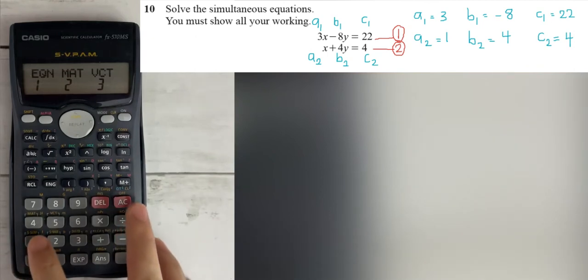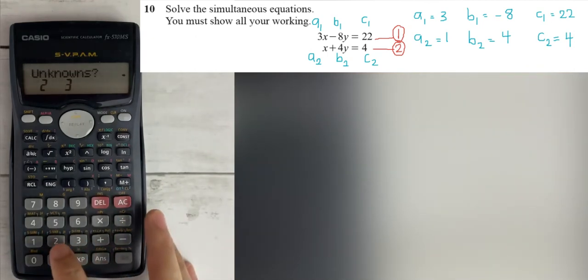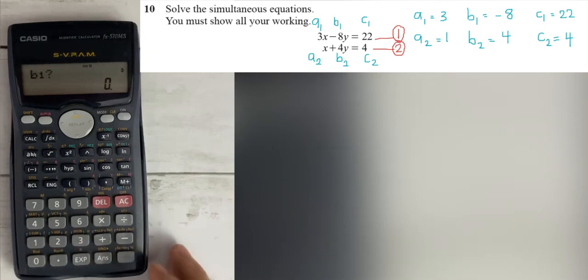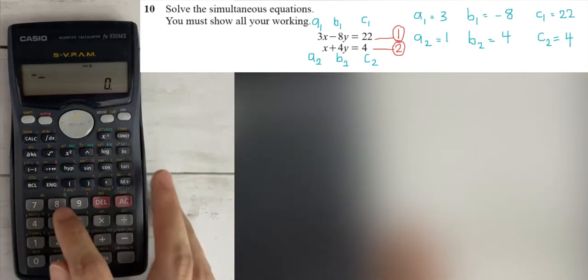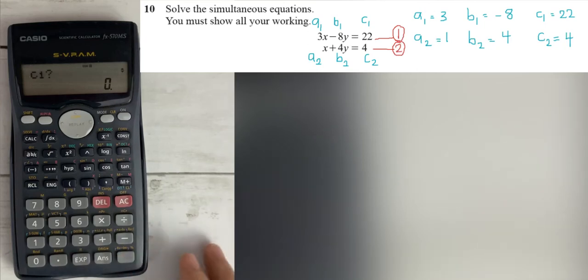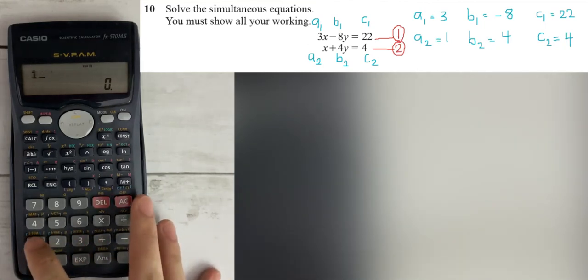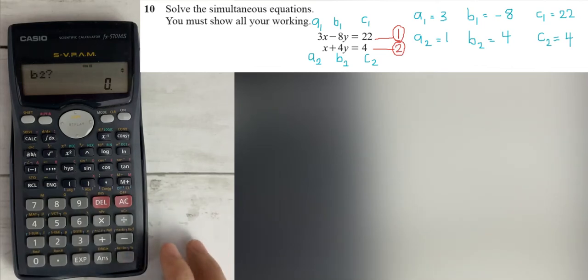So for this question, press mode 3 times, EQN number 1, unknowns 2. Okay, so A1 is 3, B1 is negative 8, yeah, have to be careful. Okay, C1 22 equal, A2 1, B2 is 4, and then C2 again 4, just press equal now, so you get X is 6 and Y is negative 0.5. That's it for this one.